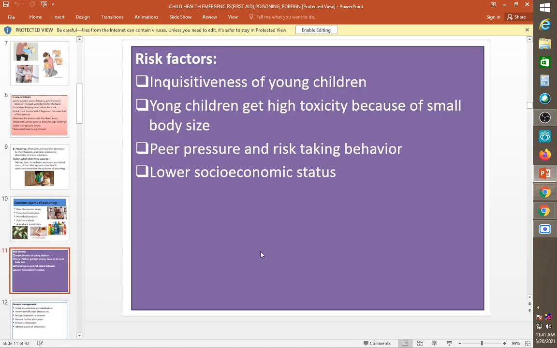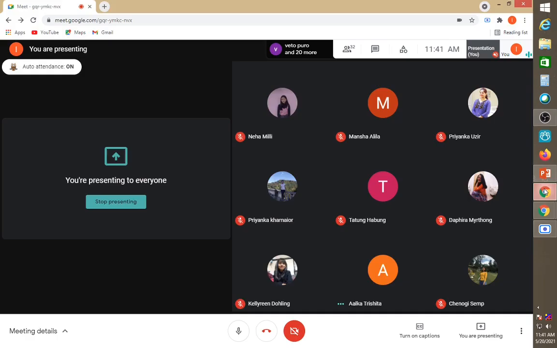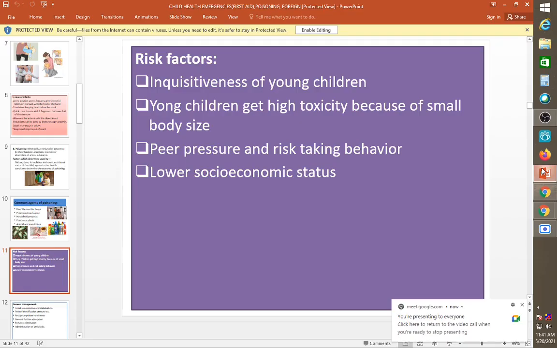Okay, then risk factors. These are the risk factors of poisoning. So who will read now? Dafira, please read.